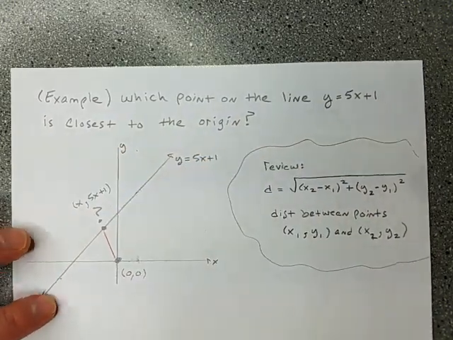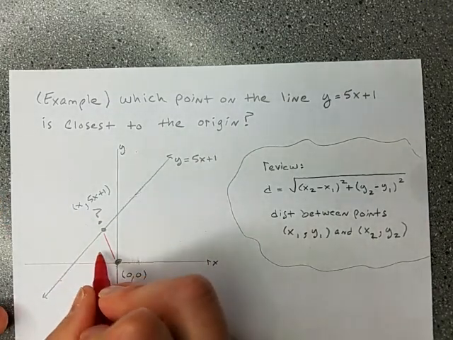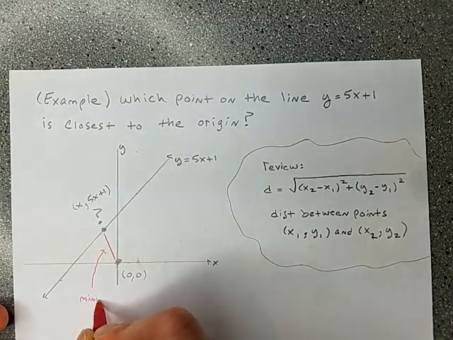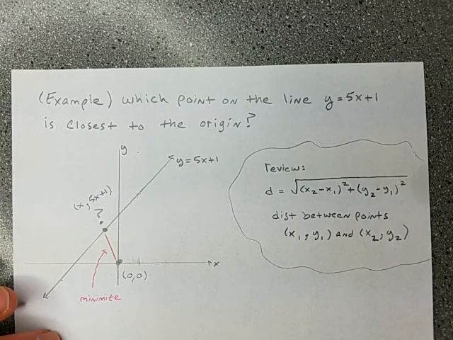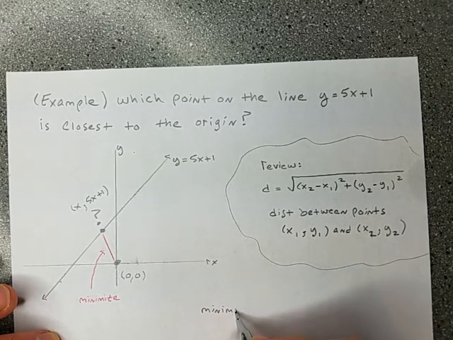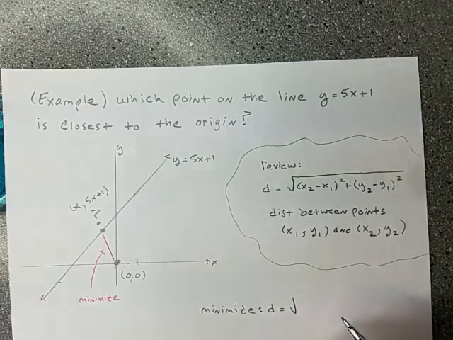Okay? So I'm going to minimize the distance between these 2 points. All right? So I'm going to minimize that. I want them to be as close as I can. All right? All right, so in other words, that will turn out to be this. Minimize d equals root.